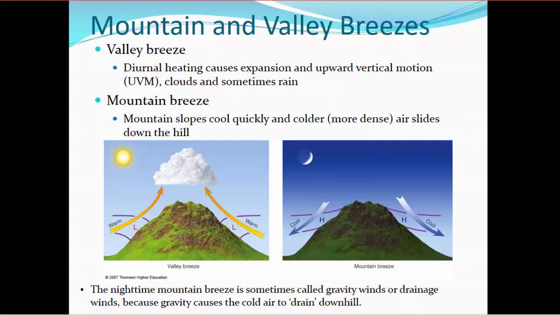So during the afternoon, the side of the mountain will likely warm up more quickly, creating a thermal low, drawing that air up. Whereas the mountain breeze at night, that mountain slope will cool off more quickly at higher elevations. Again, the same reason, the air is thinner up there, and that cool air will then flow downhill under the force of gravity. So a valley breeze happens during the day with wind blowing uphill, and then the mountain breeze occurs at night with those mountain slopes cooling off quickly and that cold air moving downhill under the force of gravity. Those nighttime mountain breezes are sometimes called gravity winds or drainage winds because gravity causes that cold air to drain downhill.